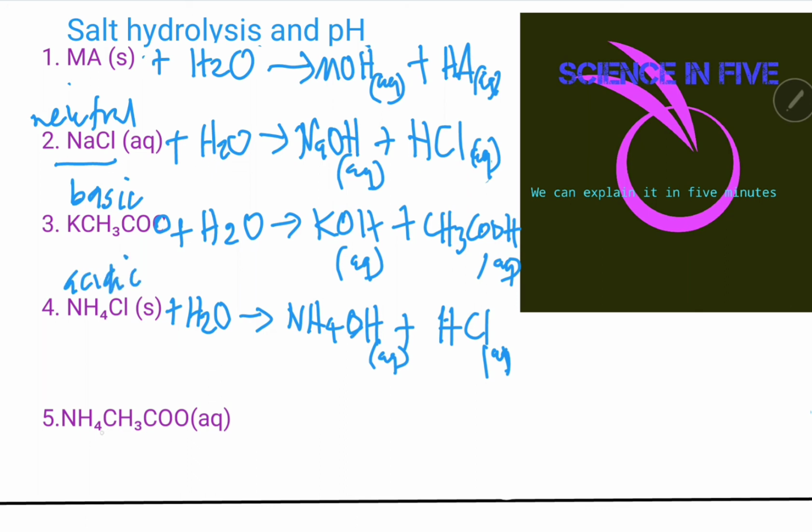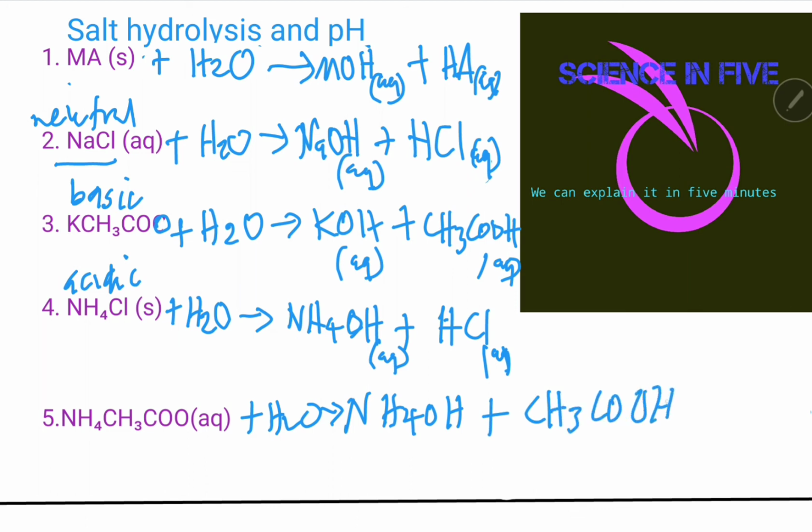In the case of ammonium ethanoate, here you can easily see that we're going to form a weak base, NH4OH, and a weak acid. Both of them are aqueous. Because they're weak, this is going to be again a neutral salt.